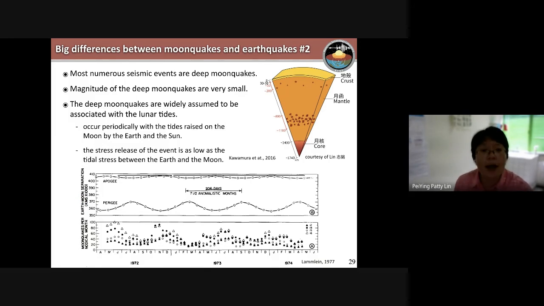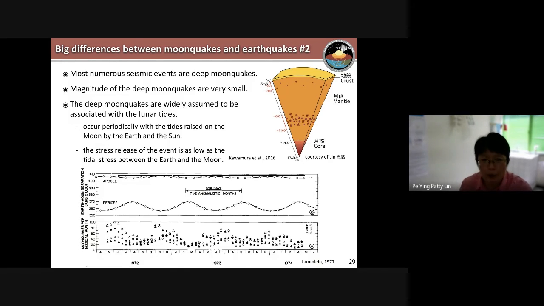And as you can see, the moonquakes actually happen periodically. There is a 27-day periodicity, and this is the tidal effect by the Earth. And not only that 27 days, but also this 206 days. And this actually is the tidal effect by the Sun.